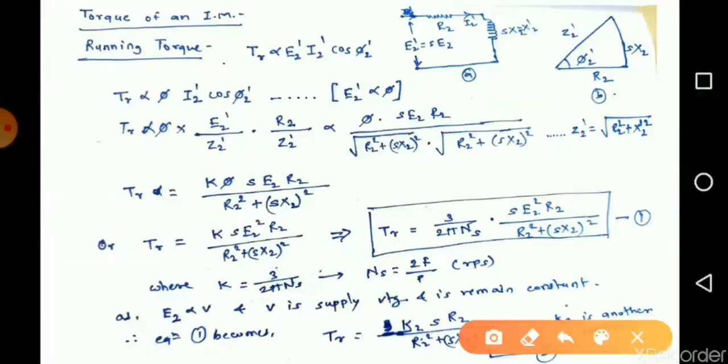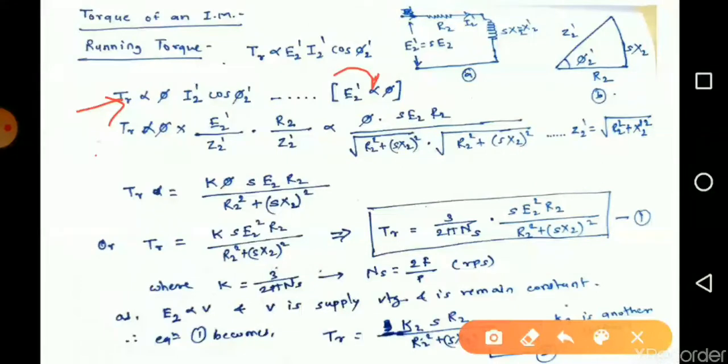So this torque equation we can write as: torque is proportional to φ I2' cos φ2', where E2' is proportional to φ, and here φ is the rotating magnetic field. The rotor EMF is produced due to the rotating magnetic field, so it is proportional to it. So we can replace this E2' by φ.